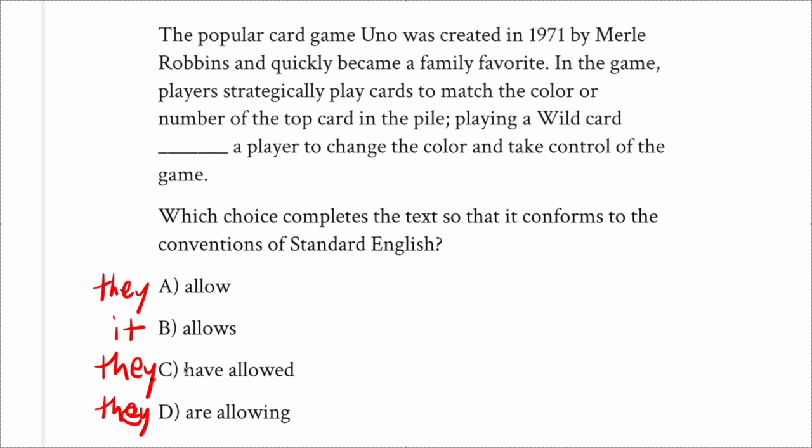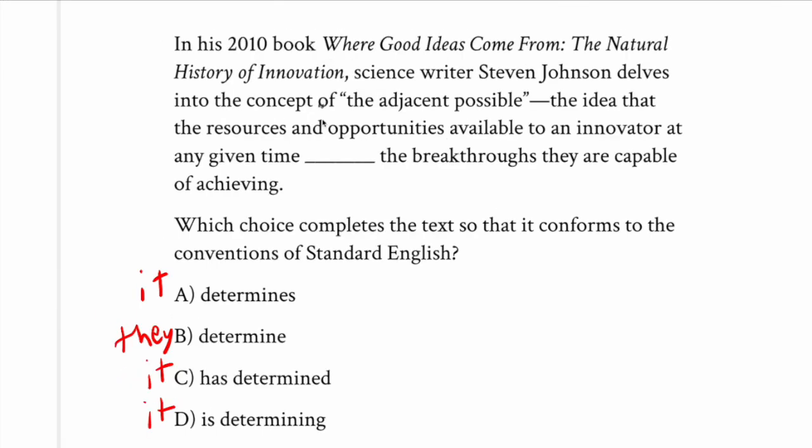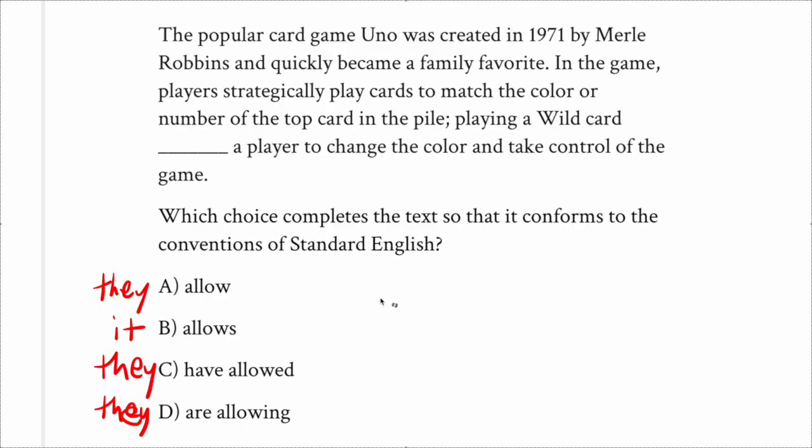And so this is the most typical structure in terms of the answer choices on subject-verb agreement questions. You're going to have three plurals and one singular, or three singulars and one plural. Usually, not always, but usually the odd one out, the one that's not like the other three, is going to be correct. And that's going to be the case here. Playing a wild card allows a player to change the color and take control of the game.